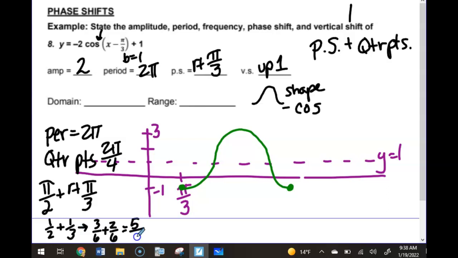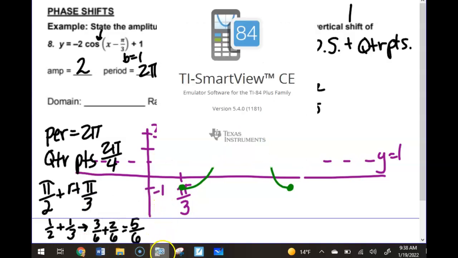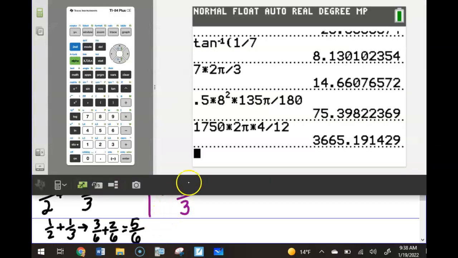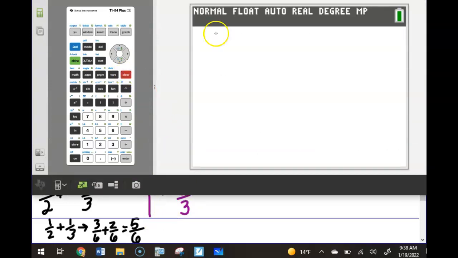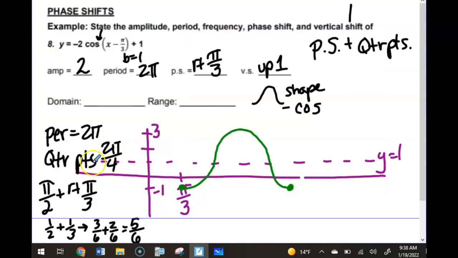So did someone do it on their calculator? 1/2 plus 1/3, math, enter, enter. I can do it if you need me to here, if I can get my calculator to open up. 1/2 plus 1/3 is 5/6, yes? Okay, I'll do the next one on here. The quarter points were the 2/4 or 1/2s. So if we're going to start at pi over 3, the next quarter point here is going to be 5/6. That's where it crosses the midline.